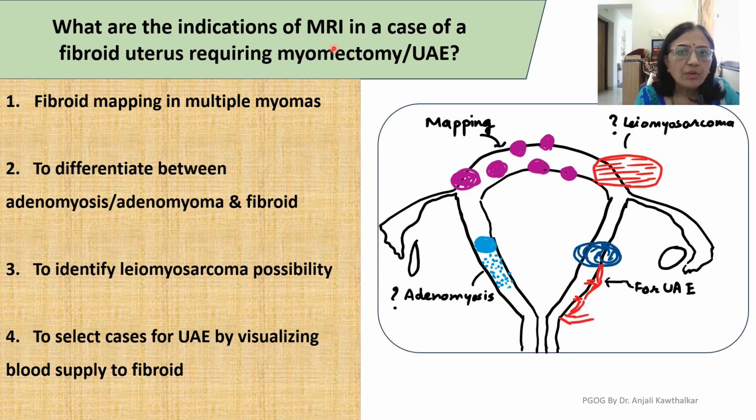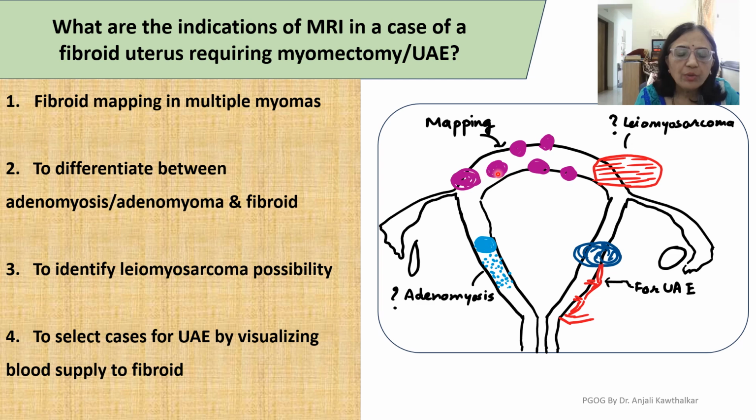What are the indications of MRI in case of a fibroid uterus requiring myomectomy or uterine artery embolization? So, what is the place of MRI, especially whenever we are planning a myomectomy, or we are considering the modality of treatment as uterine artery embolization? How does MRI help us? It helps us in fibroid mapping whenever there is a presence of multiple fibroids.